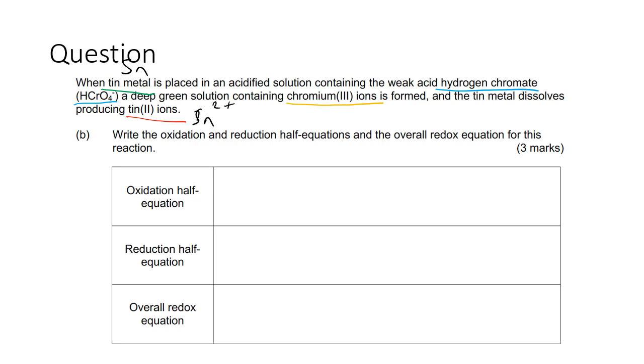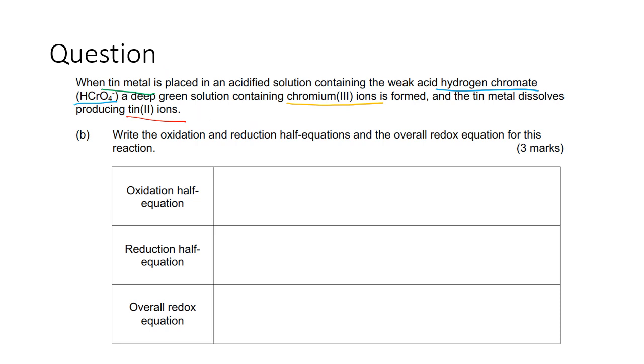Sn2+. Okay, let's look at their oxidation numbers. The oxidation number of tin metal is 0 because it's in its elemental state. Tin is +2 because it's a monoatomic ion. Did that number go up or down? That number went up, so therefore it is oxidation. So tin is our oxidation equation.